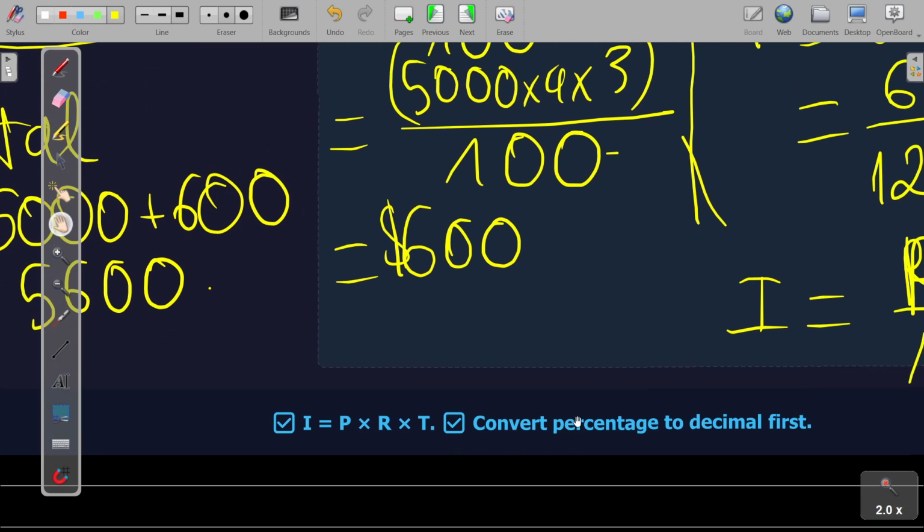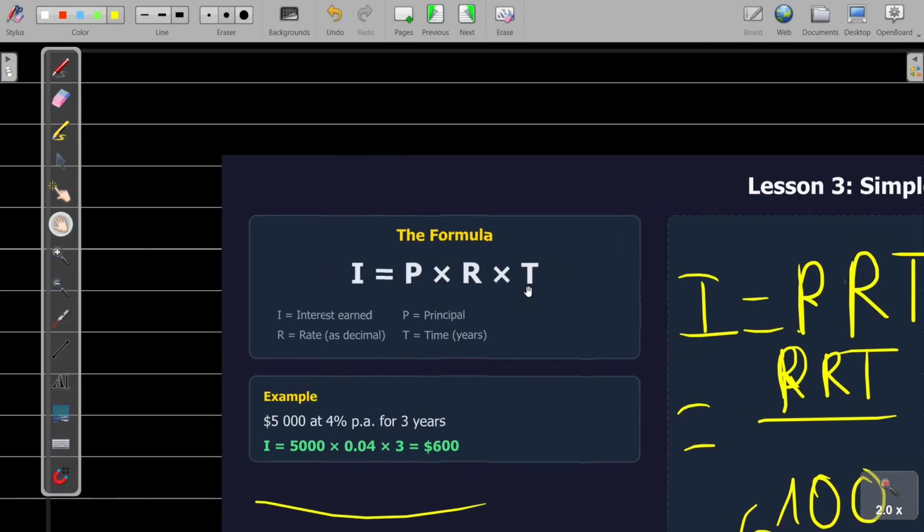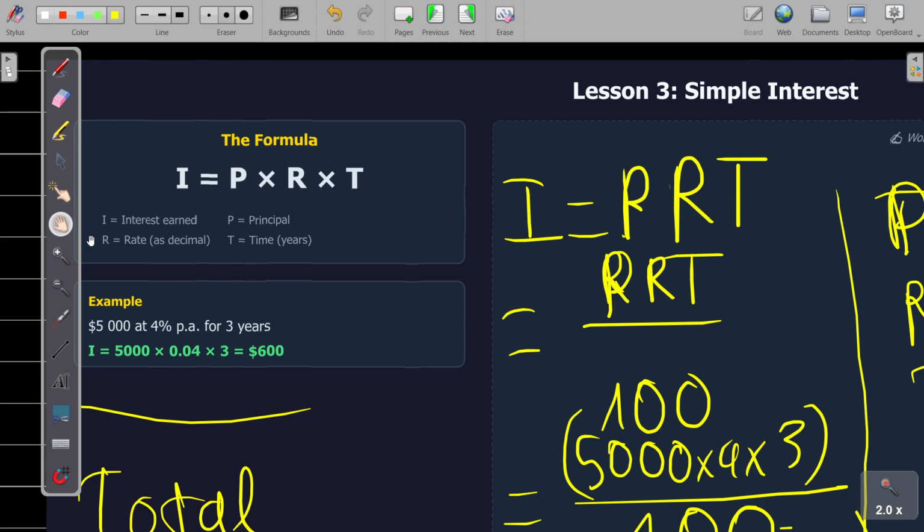So you convert the percentage to a decimal. You can do that, or you can write the raw formula, but if you use the original formula you need to put the rate as a decimal, like 0.04. Some people like to do that, some people don't.